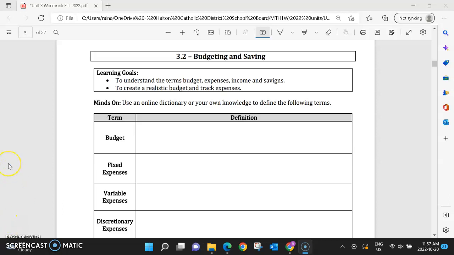Good morning, everyone. Today's lesson is going to be covering budgeting and saving, and our learning goals are to understand the terms budget, expenses, income, savings, and to create a realistic budget and track all our expenses.